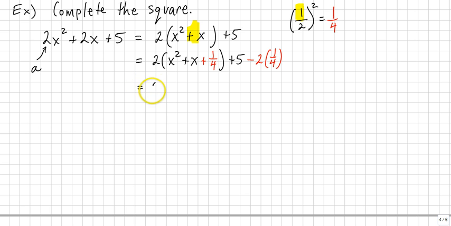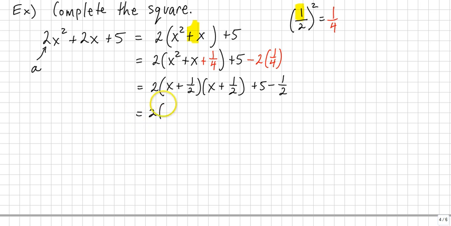And if we did this correctly, I should be able to factor what's in parentheses right here. So let's give it a try. So x squared plus x plus 1/4. Well, that'd be x times x. And then to get 1/4, that would be 1/2 times 1/2. Let's see, to make everything positive, it needs to be plus for both of them. And then I'll have plus 5 minus 2 times a fourth is 1/2.